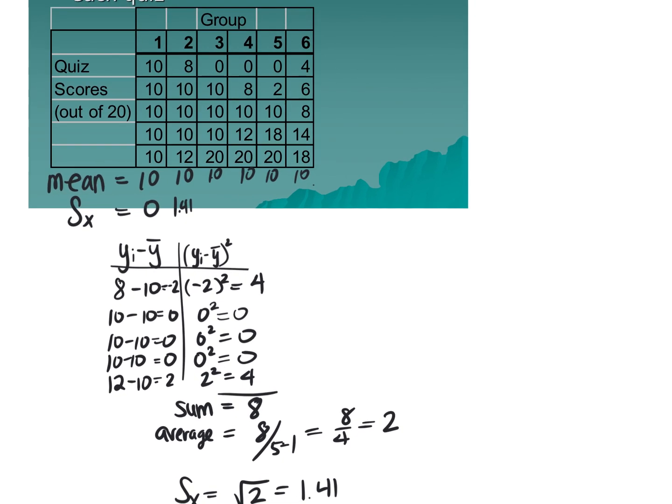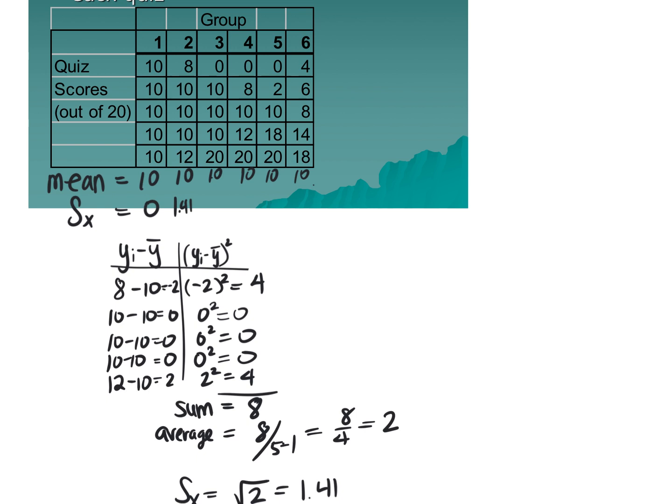Yes, Emma. Yi is each individual data value. So like y1 is 8, y2 is 10, y3 is 10, y4 is 10, y5 is 12. So it's just the individual data points minus the mean. So that was the standard deviation of that row. Of group 2, yes. All right, so take some time right now and calculate some of the other standard deviations.